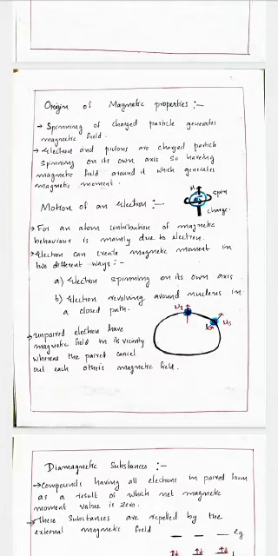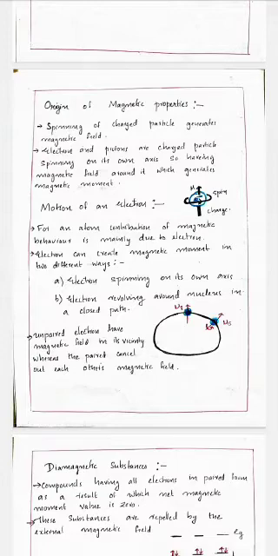Let's see the origin of magnetic properties. Spinning of a charged particle generates a magnetic field. The electron and protons are charged particles which are spinning on their own axis, so having a magnetic field around them, which generates a magnetic moment.